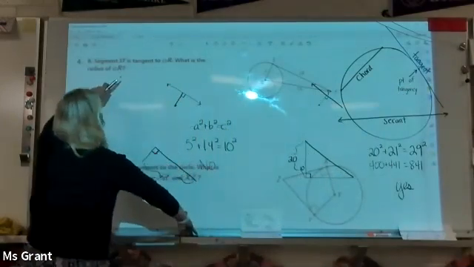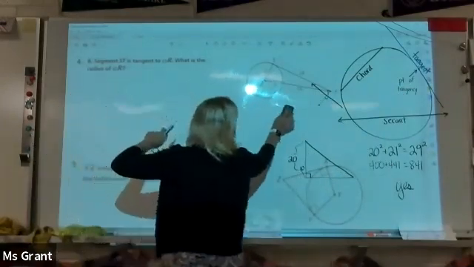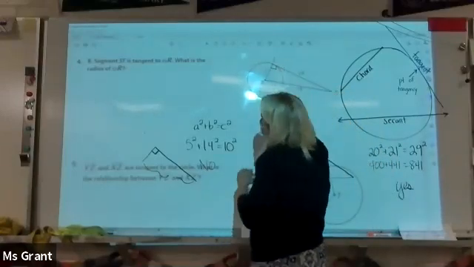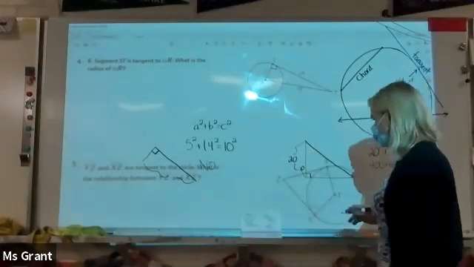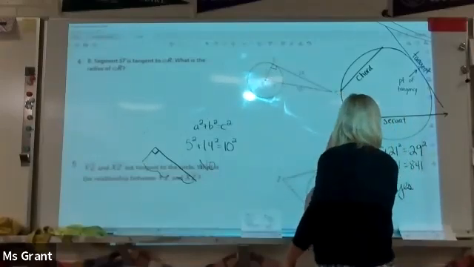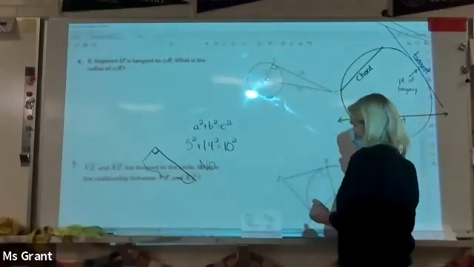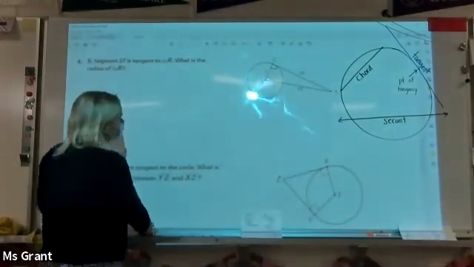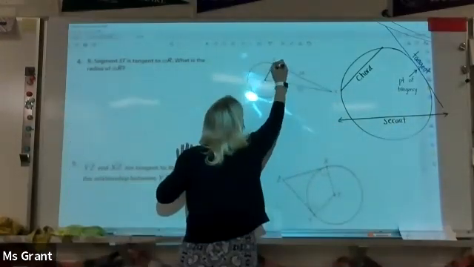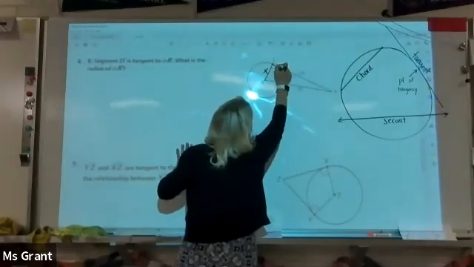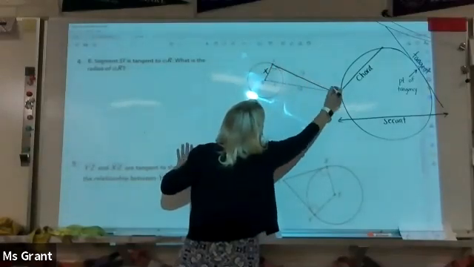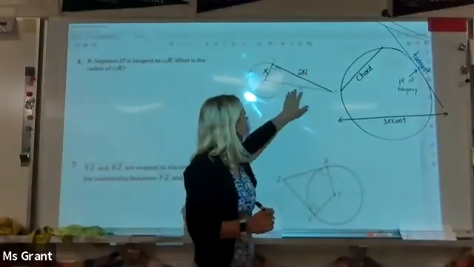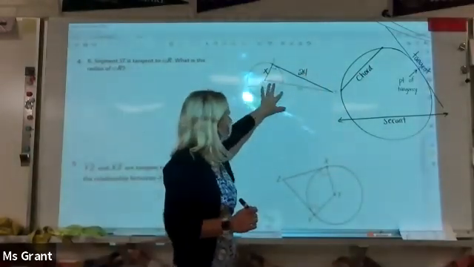So segment ST is tangent to R. Great, that means that there's a right angle right here. What is the radius of R? How do I solve this? Every side is labeled with something, right? X, 24. What's the hypotenuse? How long is this hypotenuse?